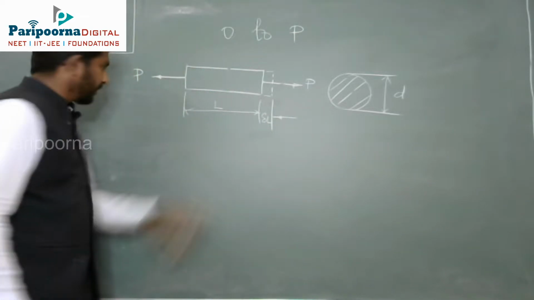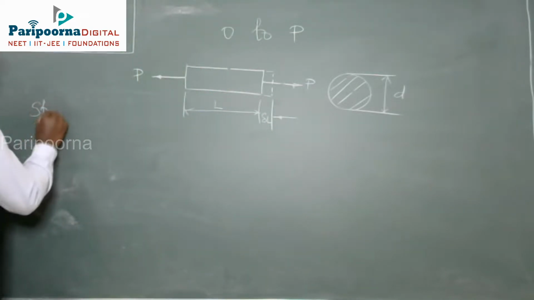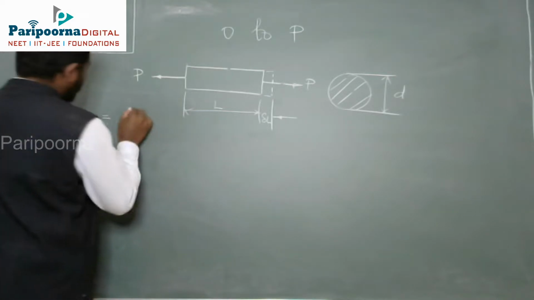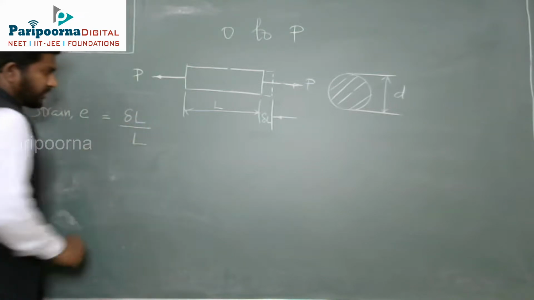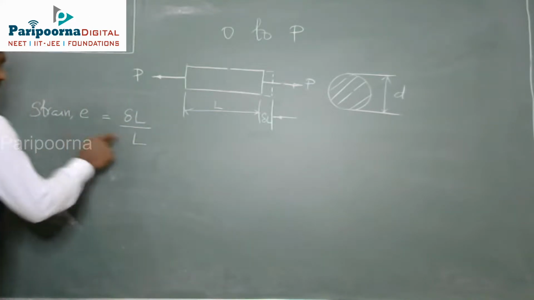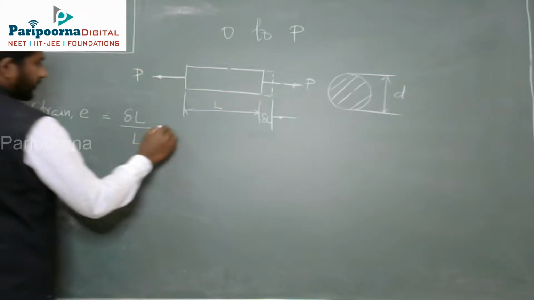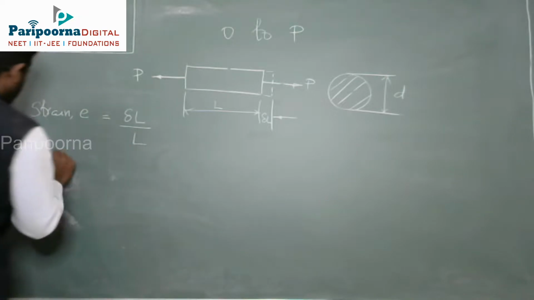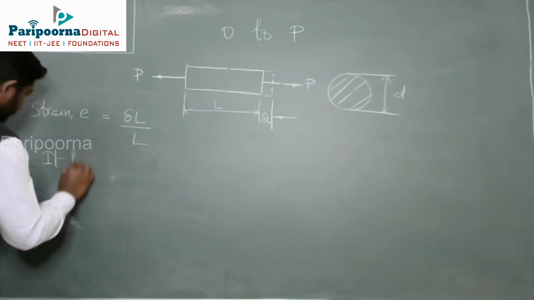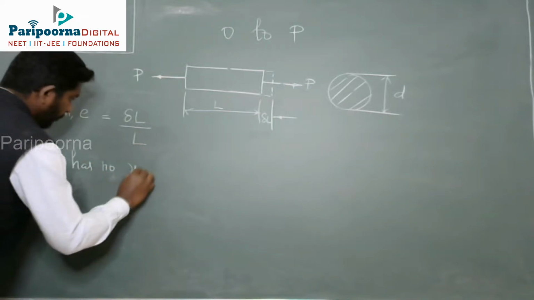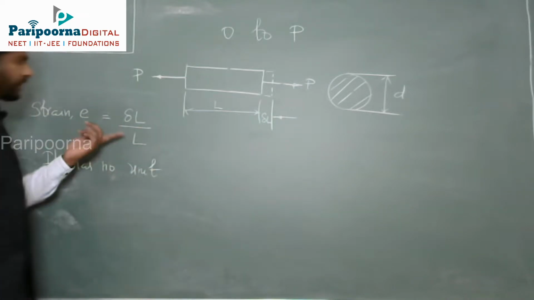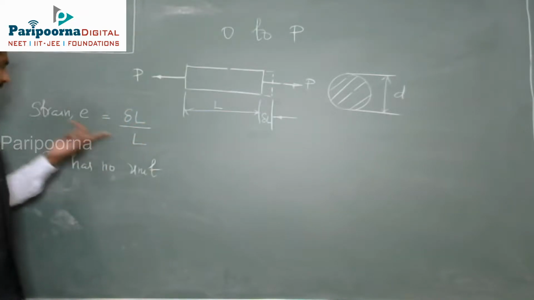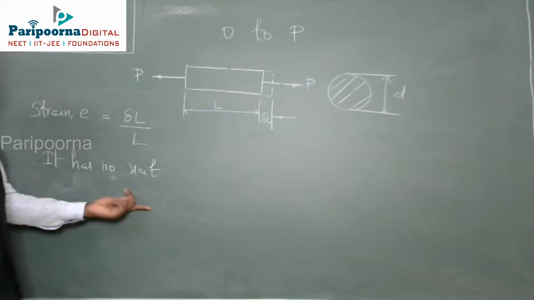Under this phenomenon, we can define strain. Strain, the notation is small e. So strain is change in length over original length. Here the change in length, the unit is meter or millimeter, and length, the unit is meter or millimeter. So it has no unit. How can you define strain now? The ratio of increase in length over original length is nothing but strain. So it has no unit.